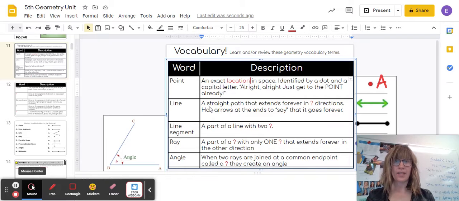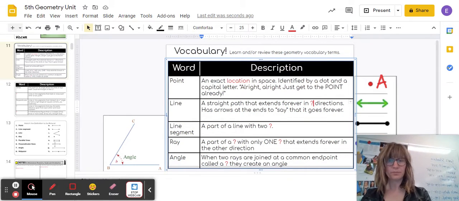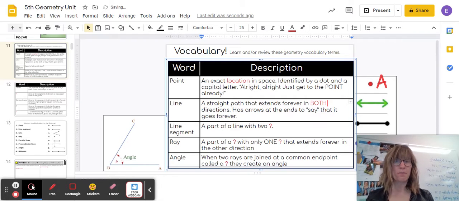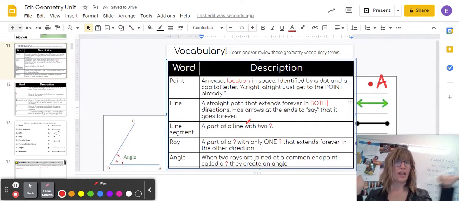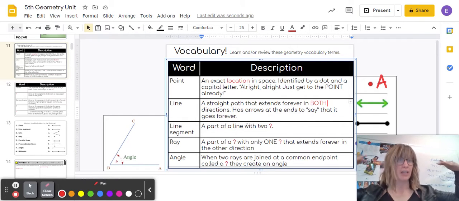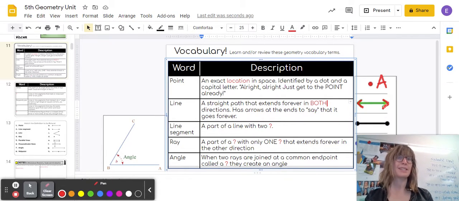So a line then is a straight path that extends forever in both directions, meaning that it goes forever and ever and ever, infinitely in either direction. It never ends in either way. So you note it by putting these arrows on both sides of the line.